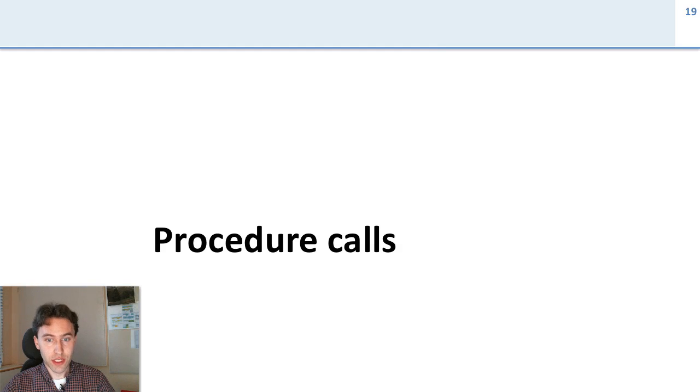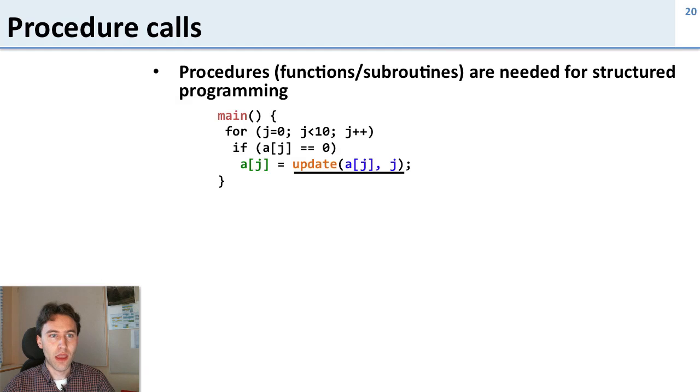So now we're going to talk about procedure calls. This is a very important part of any programming, and so we have to be able to make sure that we can handle it on our architecture. Procedure calls, these are functions or subroutines, are needed for any sort of structured programming.